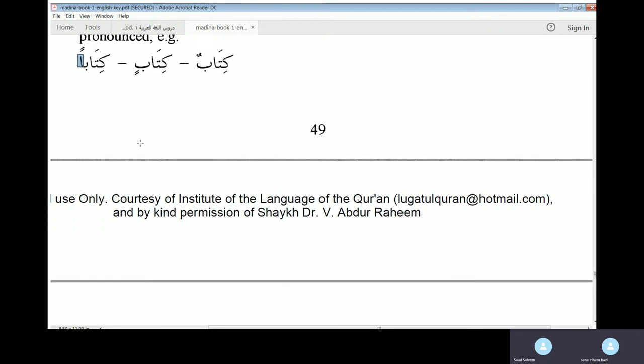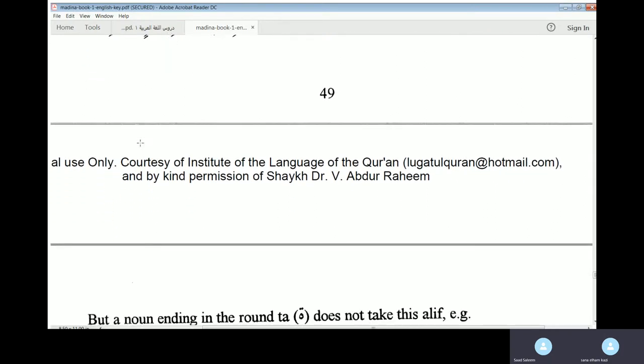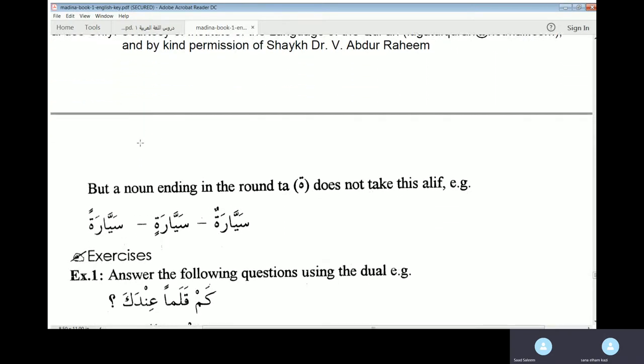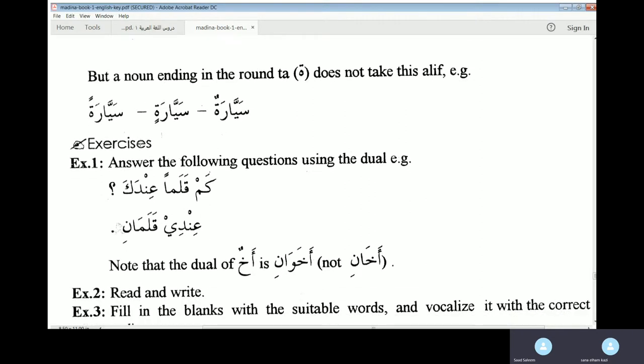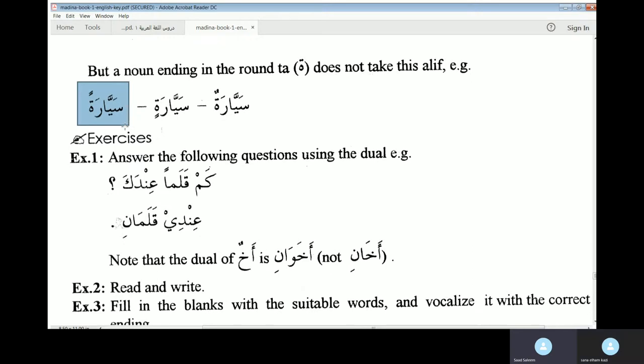But a noun ending in ta marbuta does not take this alif. For example, sayyaratan. Here with sayyaratan, we are not using alif because it is a feminine word.